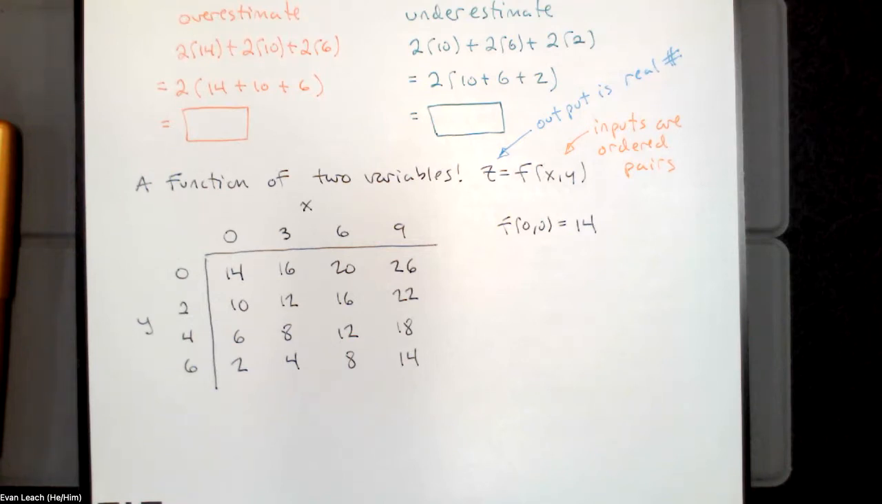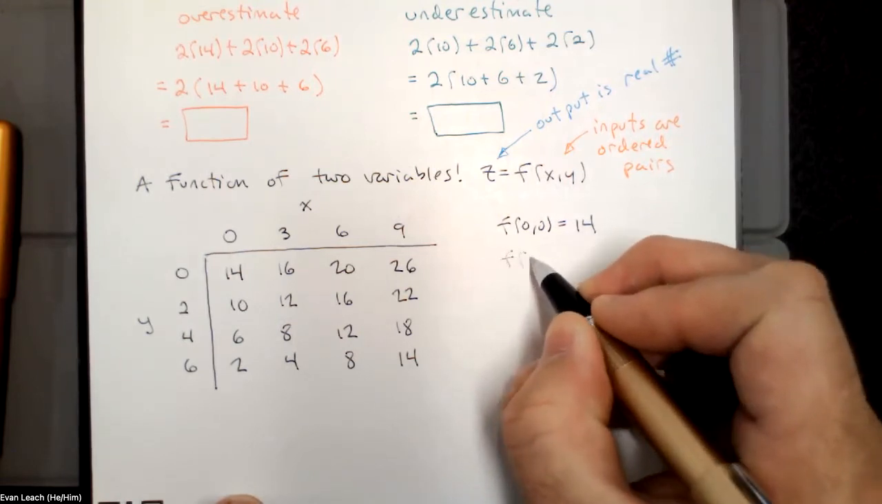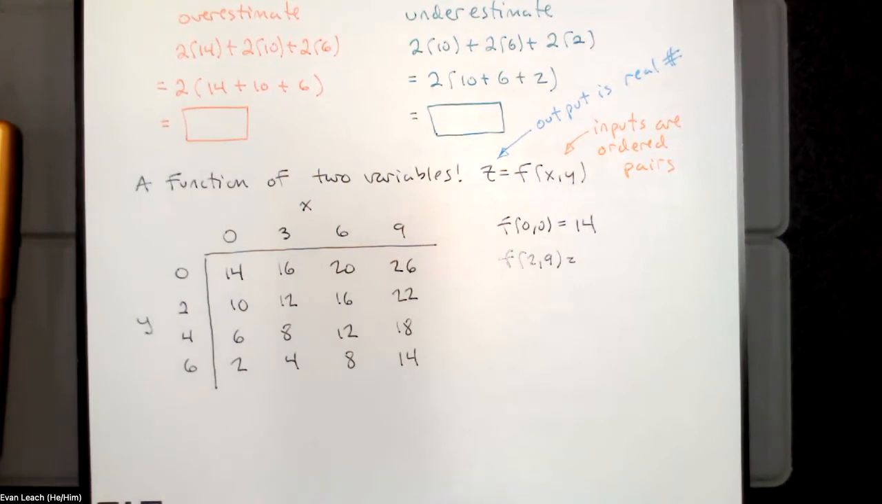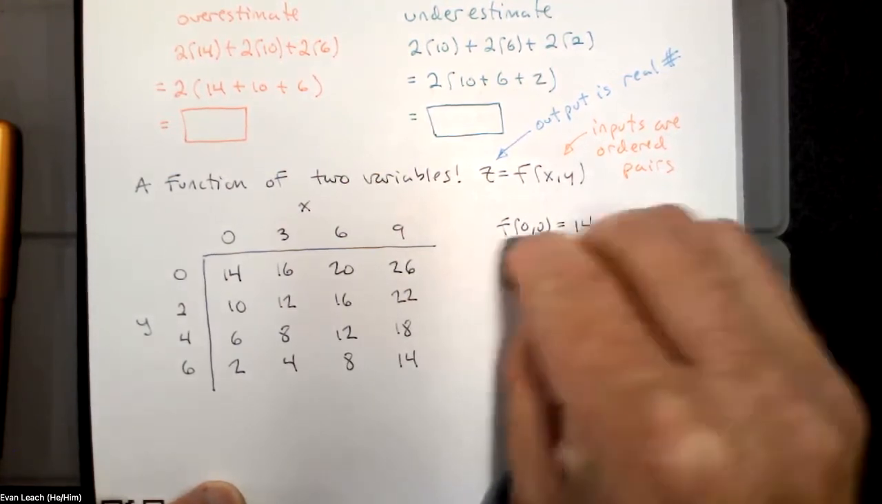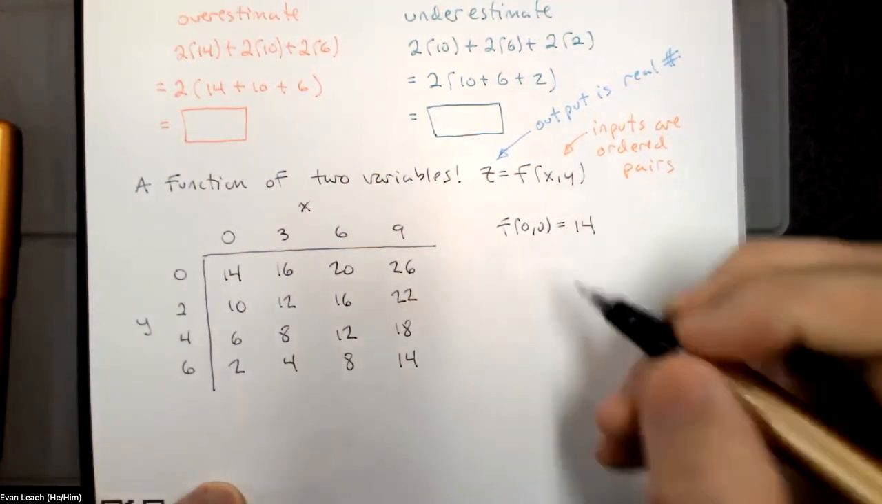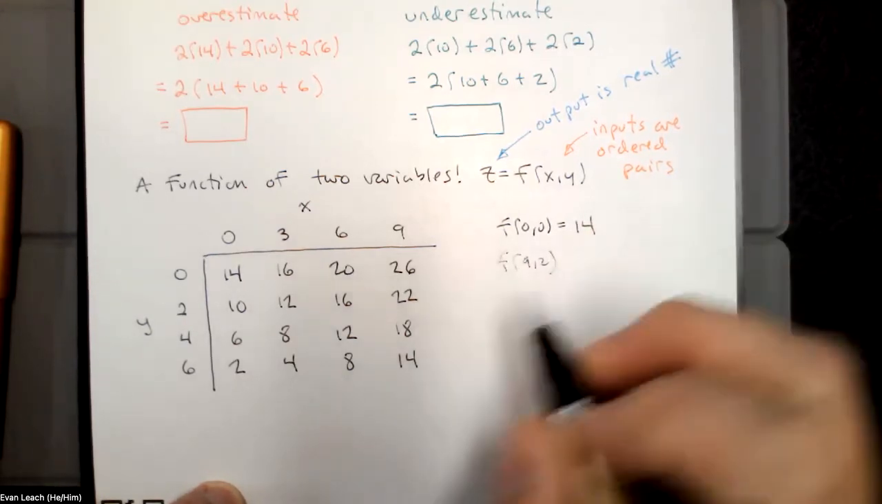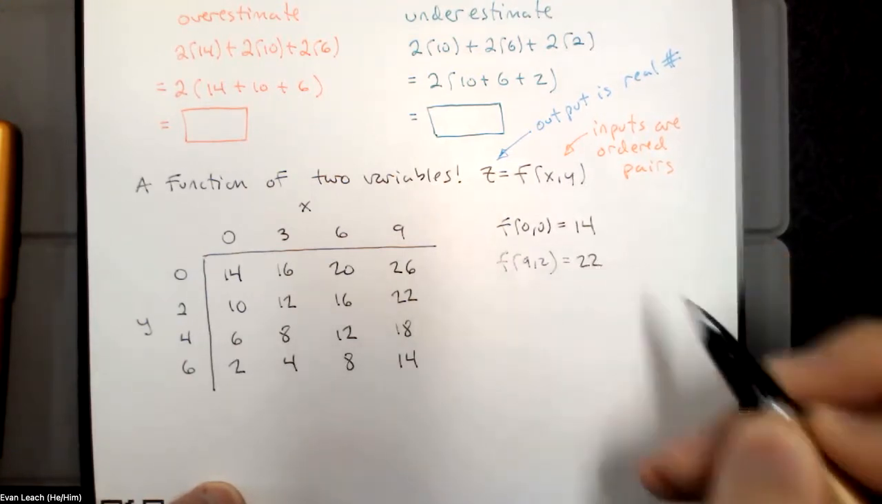So to ask a question like, what is f of 2? That doesn't make any sense. But I could ask the question, what is f of 2, 9? Oops, I can't ask 2, 9. What did I try to ask here? 9, 2. Yeah, thank you. See, the stuff writes itself. I told you this was going to be the easiest of the calculus classes. f of 9, 2 is going to be 22.